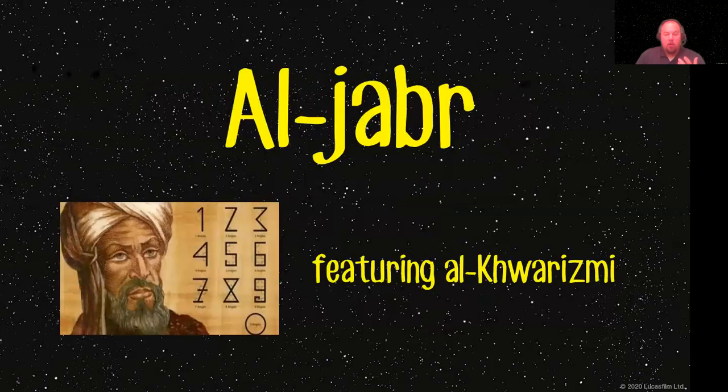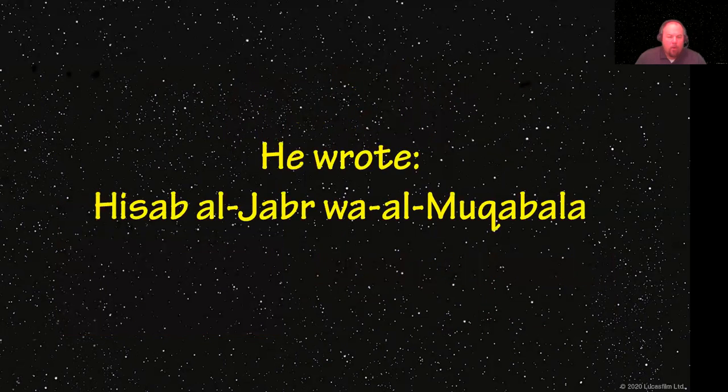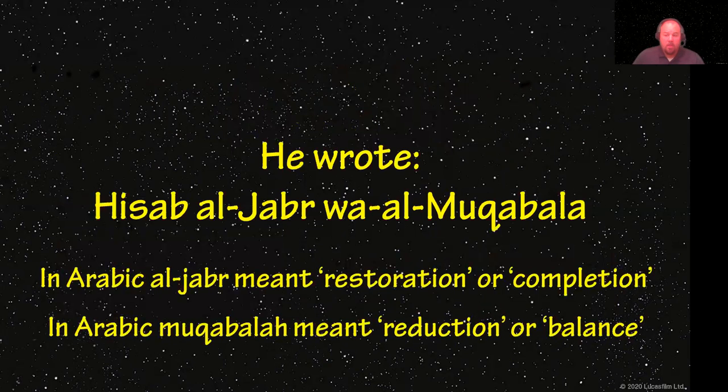word algebrar, which was from Al-Khwarizmi, the father of algebra, and he was an Arabic man. He wrote a text, and this was in the 750s, around 800, so about 1200 years ago, so it's a pretty good while back. He wrote a book called the Hizab al-Jabr wa al-Maqabala, which translates to the algebra, or algebra, that we get means restoration or completion, and in Arabic, Maqabala meant reduction or balance.